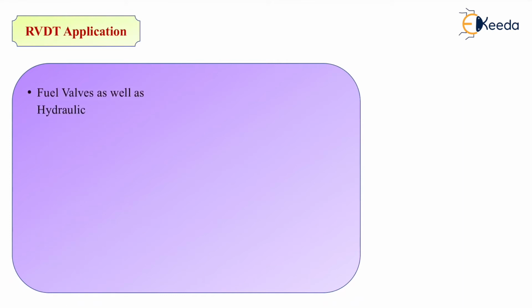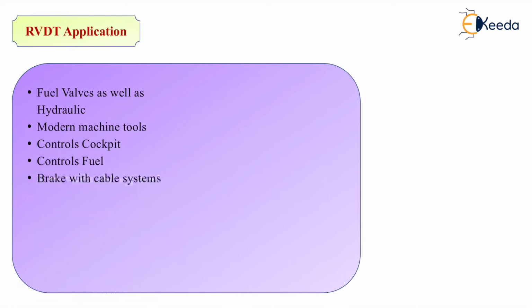Now let us see the RVDT applications, where RVDTs are used. These are used in fuel valves as well as in hydraulics. LVDTs are also used in hydraulics. This can be used in machine tools. It controls the cockpits in air control and air shafts. It controls fuels because its angular displacement technology is usable for controlling the fuel. It brakes with the cable system. It is used for the engine's bleed air system.